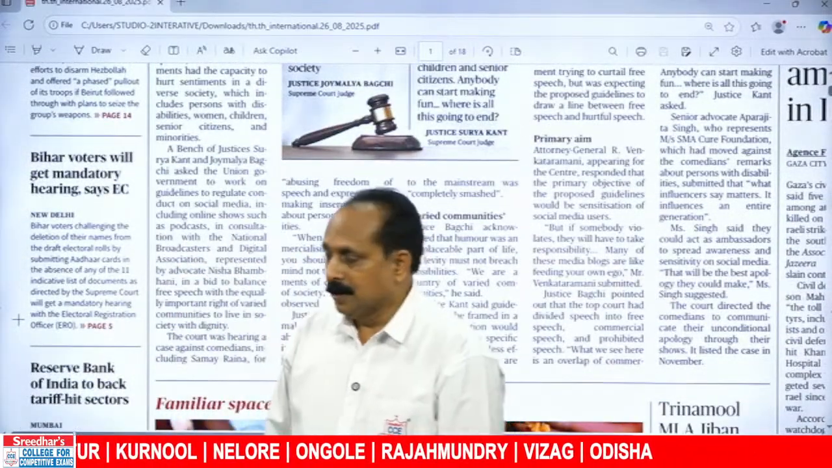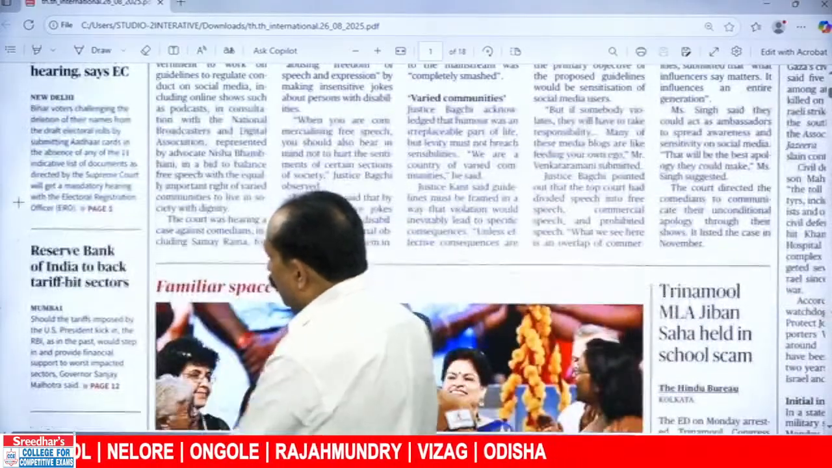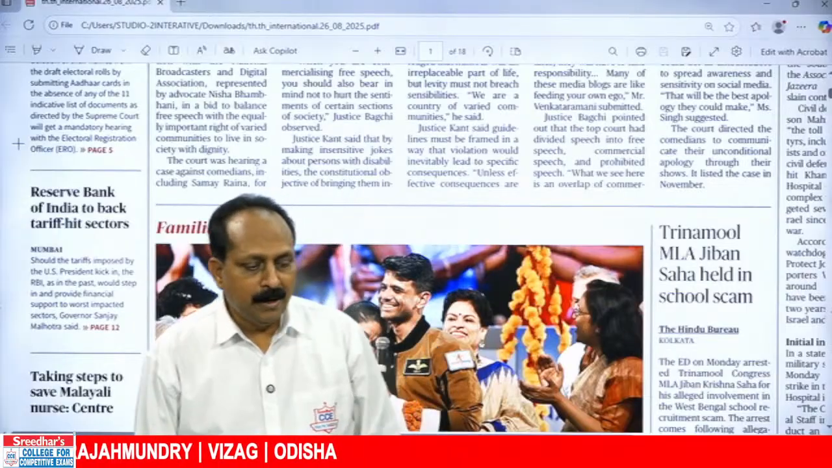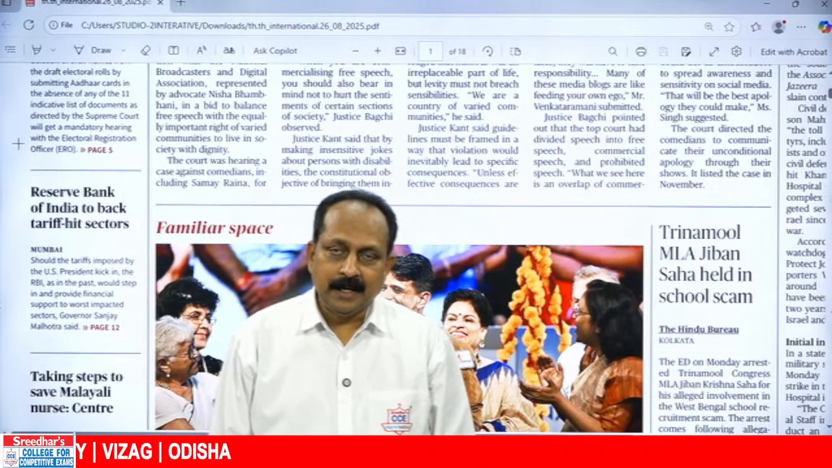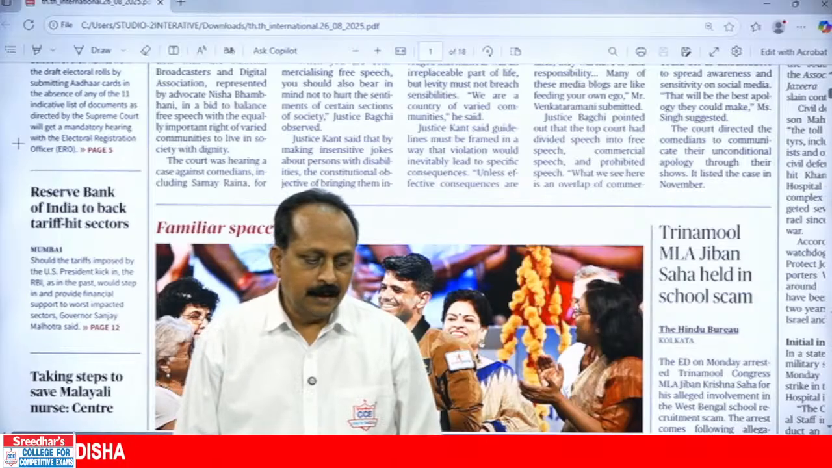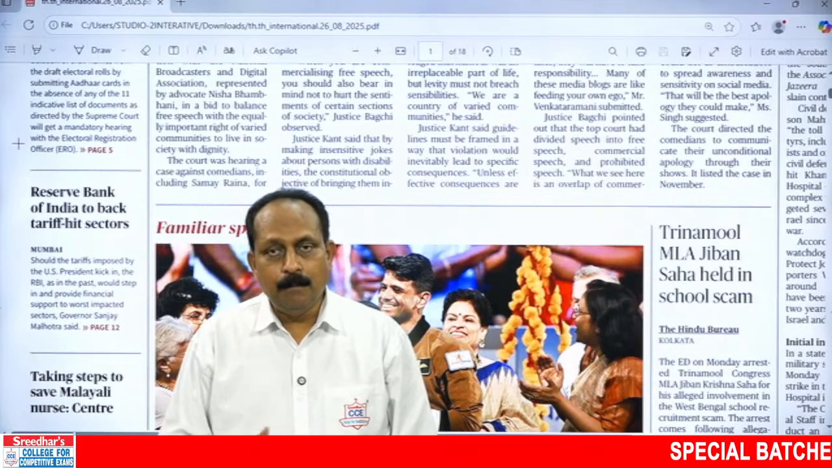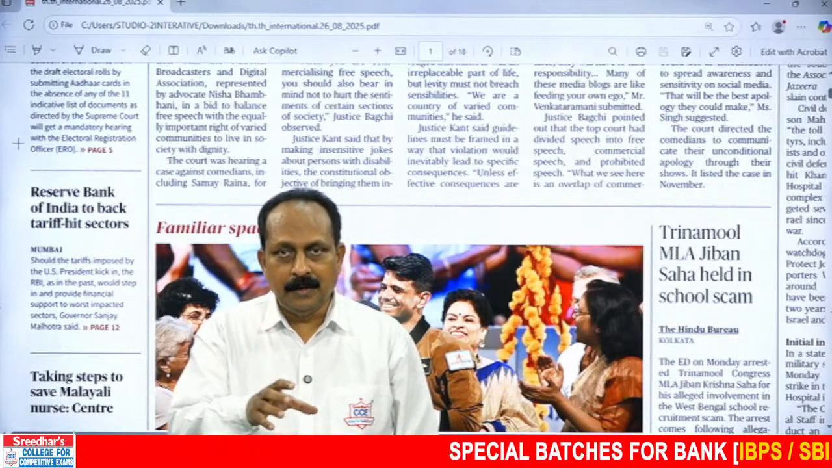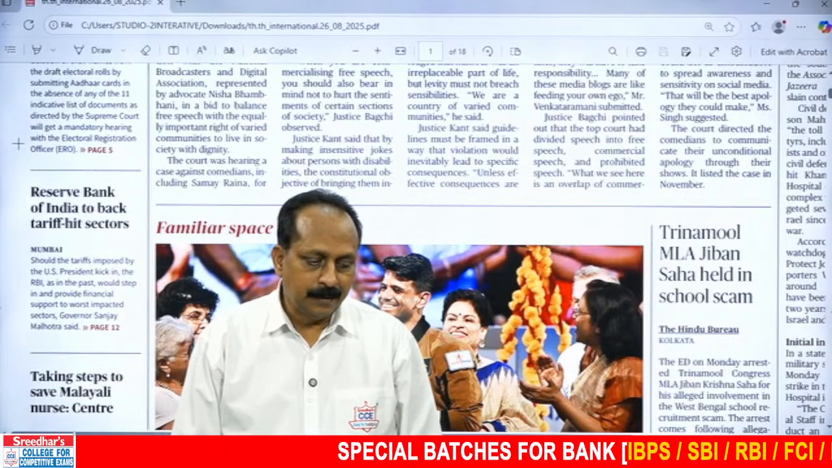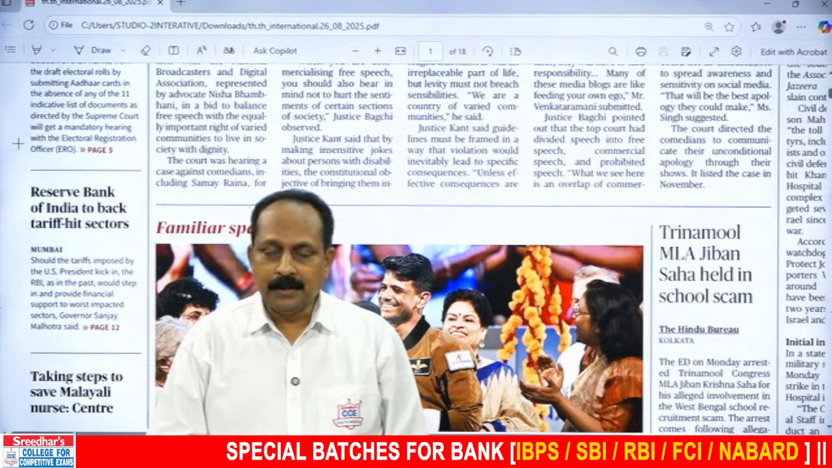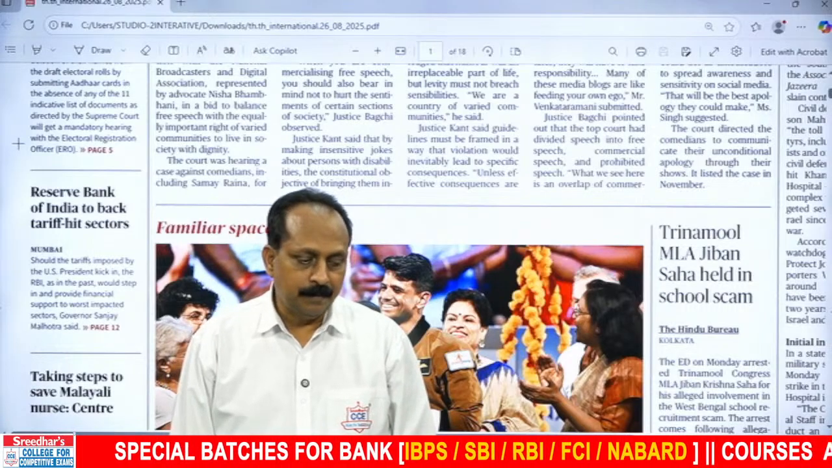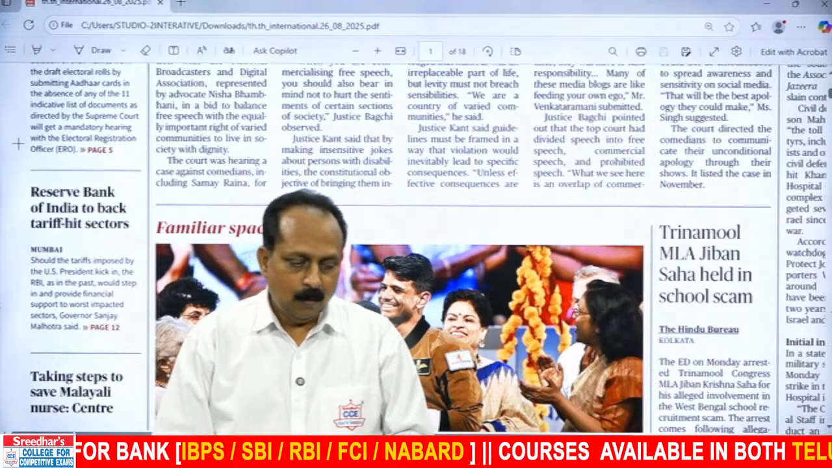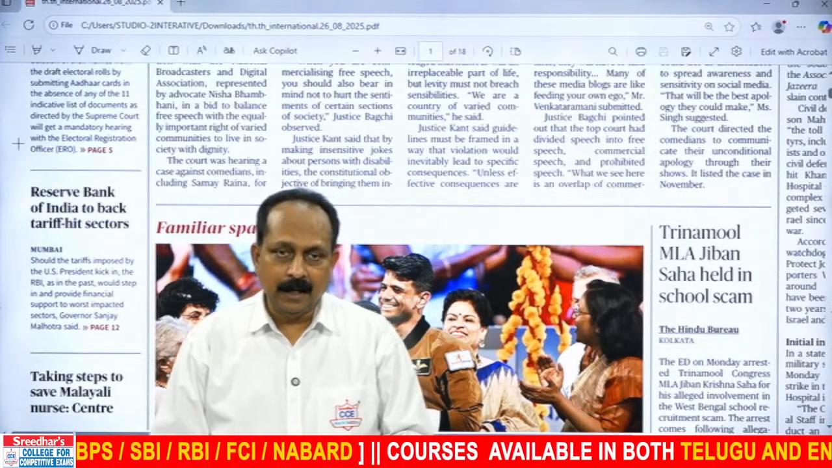We have one more snippet here. Reserve Bank of India to back tariff hit sectors. You all know, because of Donald Trump, his presidency, second term, he imposed the tariffs on many countries, and he has been focusing on immigration and tariffs. Illegal immigrants, obviously, no country will accept illegal immigrants to be within the country. Nothing wrong in that. One has to drive out illegal immigrants.